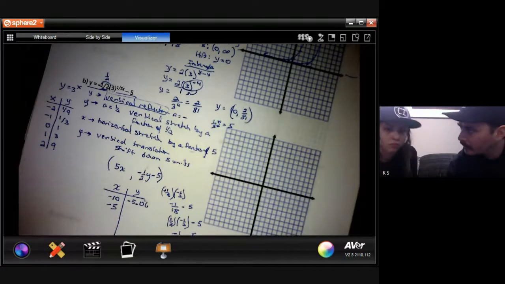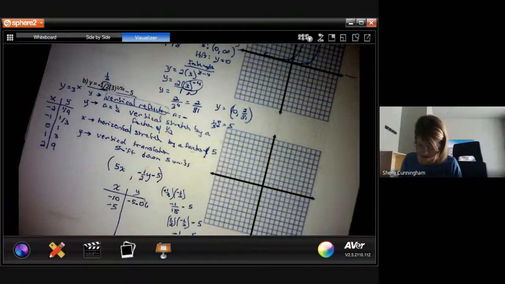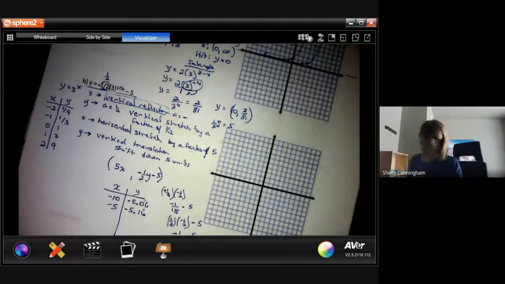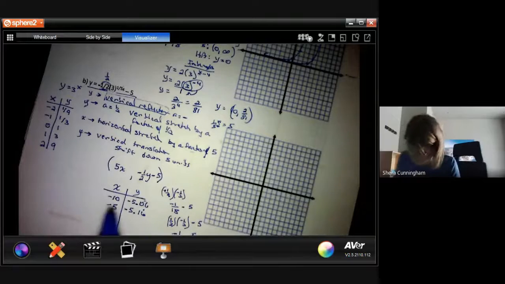Plus 1. And then the next one, I've got 1 divided by 6. This one is going to be negative 5.16 repeating. And then I put 0 in. I'm still going to get 0.